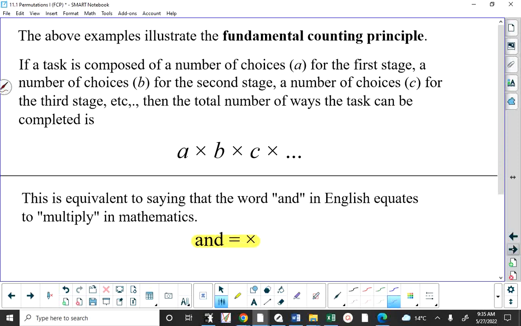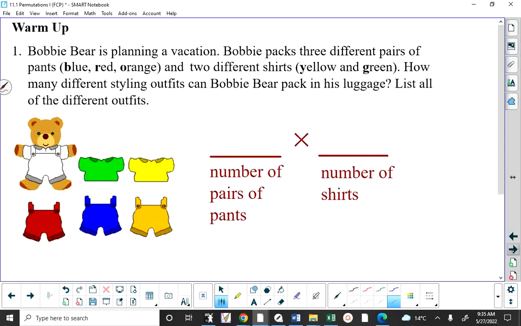Bobby Bear needs to wear a pair of pants and a shirt. You need to choose a cone and an ice cream and a sprinkle. You need to choose a model and a color and a transmission. So, if you look at Bobby Bear's problem, if he has to wear a pair of pants and a shirt, you can take the number of pairs of pants times the number of shirts and get the number of outfits. It's that simple. We didn't need to draw all of these different things.